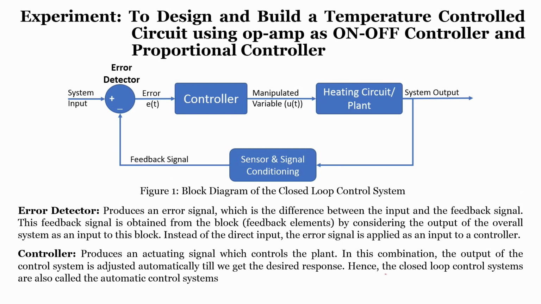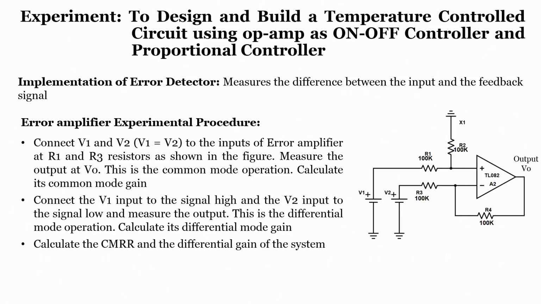So, we can also call it a closed loop system, or we can also call it an automatic control system. This is very easy. Now, the implementation of the error detector, that measures the difference between the input and the feedback signal, as we have discussed. As for the error amplifier experimental procedure, you see this is the circuit.